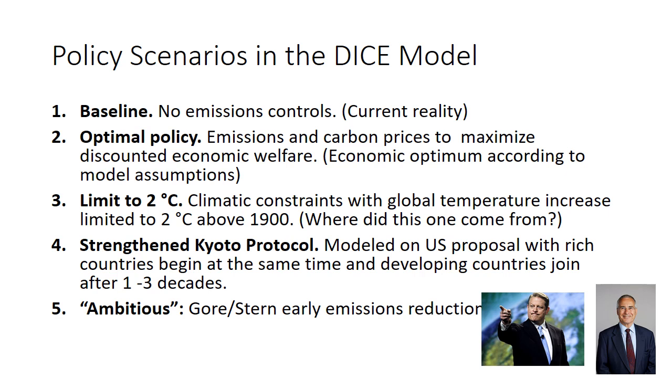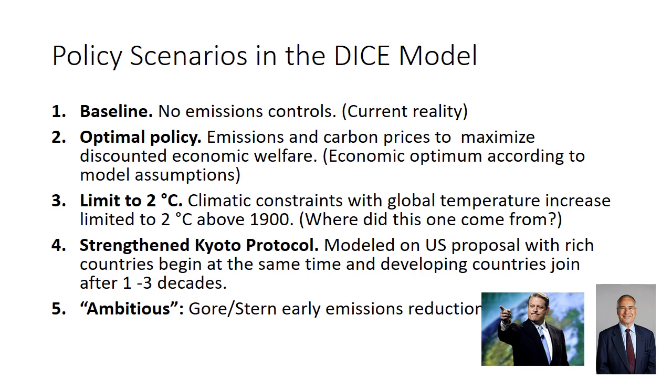Policy number 3 is limit to 2 degrees Celsius. So here we're going to limit the temperature increase in the model to 2 degrees Celsius and figure out how to get there. Figure out what the necessary tax on emissions would be in order to limit our temperature increases to 2 degrees C above pre-industrial levels, 1900. Why 2 degrees C? Well, because above that's where scientists say we are into uncharted waters, and we don't know what the world would look like after that.